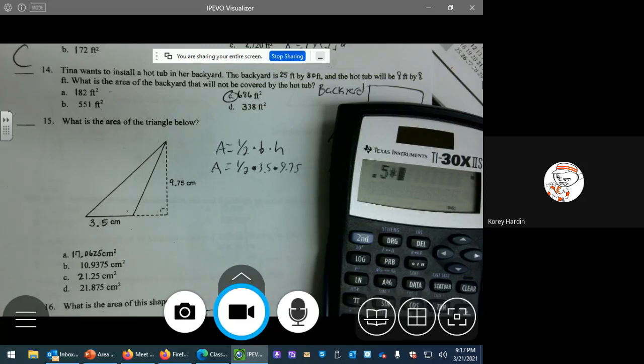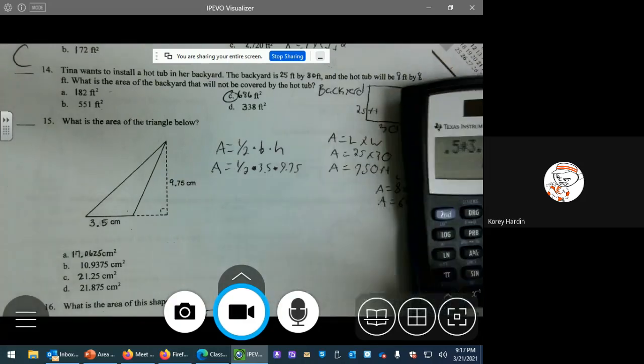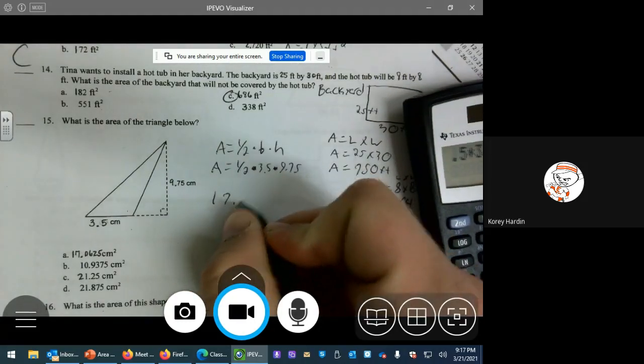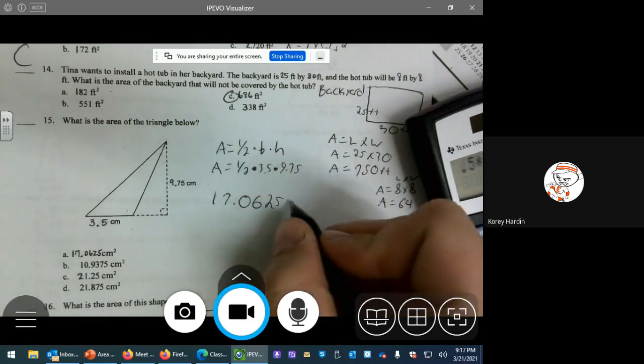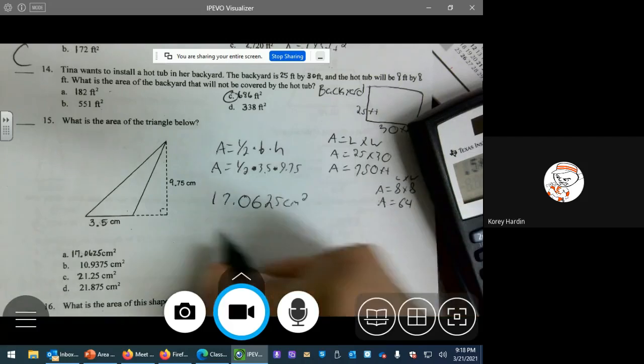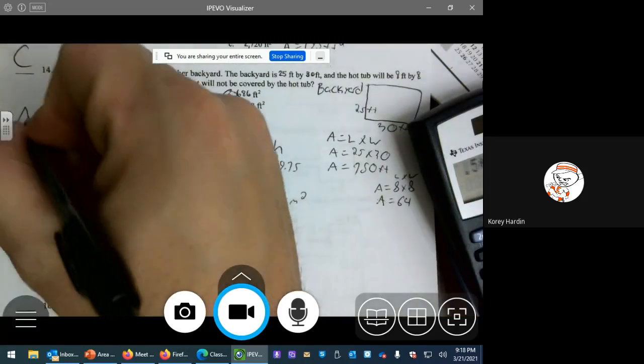So 0.5 times 3.5 times 9.75. I get 17.0625. Okay, and that's going to be centimeters squared. So my answer is going to be A.